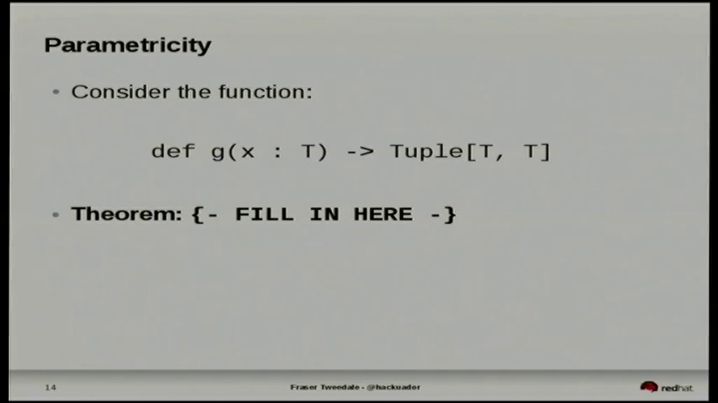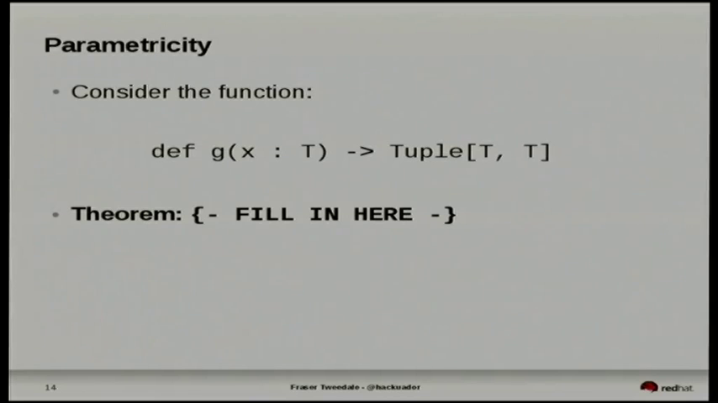One minute. So let us consider this function now. The function g takes a parameter x of type T and returns a tuple with 2 fields, and each of those fields has the type T. Over to you. What is the theorem about this function? What might this function do or not do? Someone yell out. Yes?